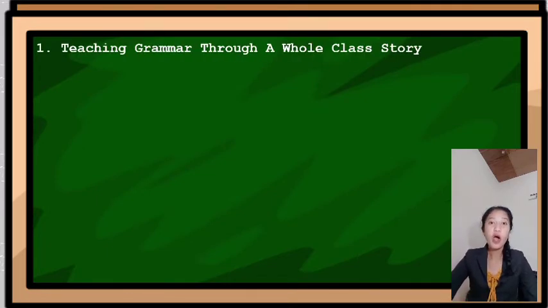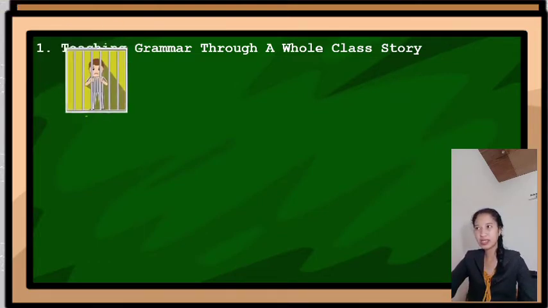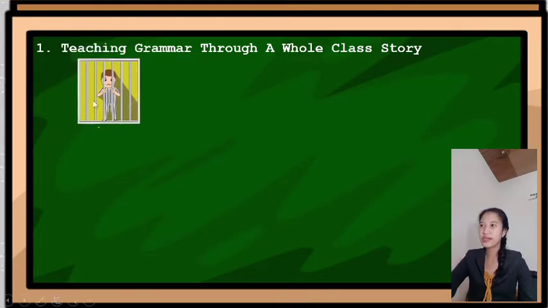Here is the first activity. You must teach grammar through a whole class story like this. Let me show you. Have you seen this illustration? This boy named Mark. And what can you see? He is in the jail.